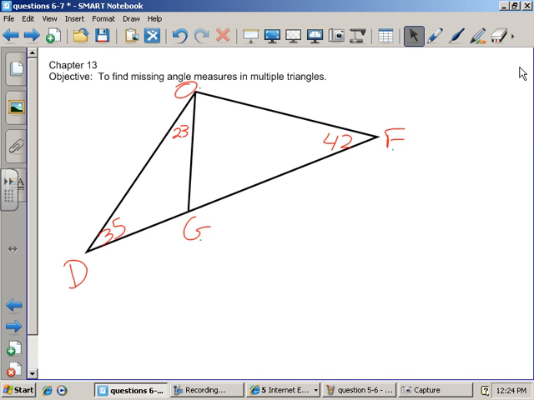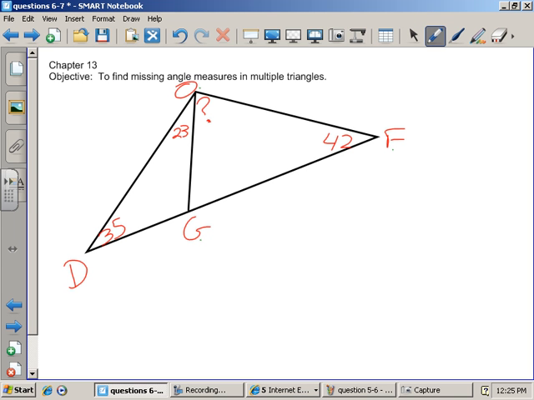Okay, today we're trying to find missing angle measures in multiple triangles. So right now I have three total triangles. I have the big one, FOD. I have a smaller one, FOG, and I have another smaller one, DOJ. So the question I'm asking is, what is this missing angle measure up here?